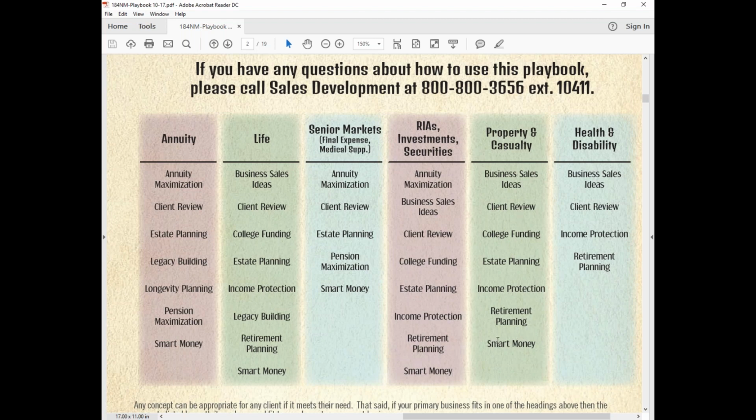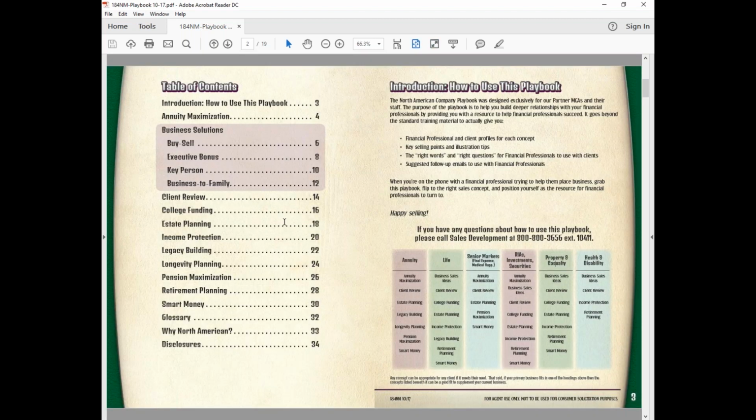So that's just an example of some of the tools on the first two pages. So now I'm going to dig right into this. We've spent a lot of time in this webinar series talking about IUL. So today I'm going to start with the retirement planning sales concept, spend most of our time there, but then I will highlight some others as well.